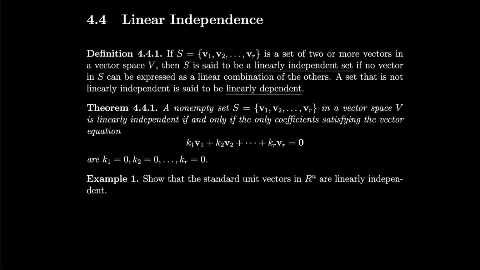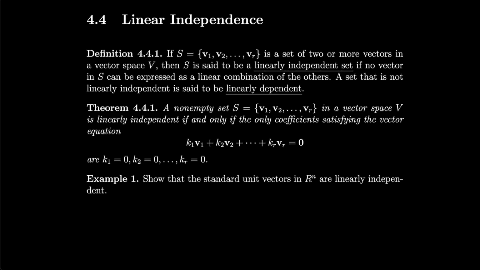If I wanted to show the other direction, I could assume that I have linear dependence. I could take one of the vectors, express it as a linear combination of the others, and then again just move it to the other side. So I'd have v1 equals some linear combination. I just move v1 to the other side, and then it has to equal 0, because if they're equal to each other and I subtract, I have to get 0.